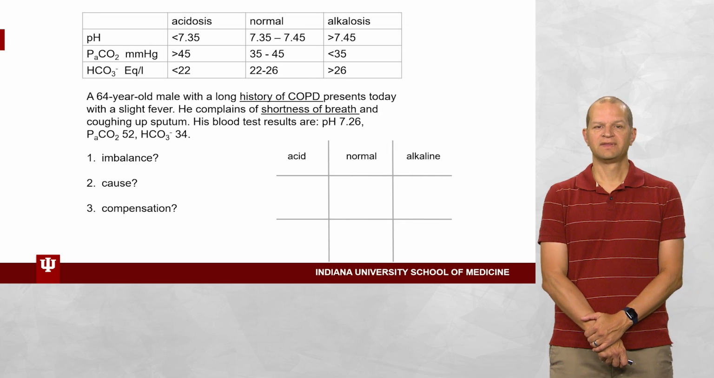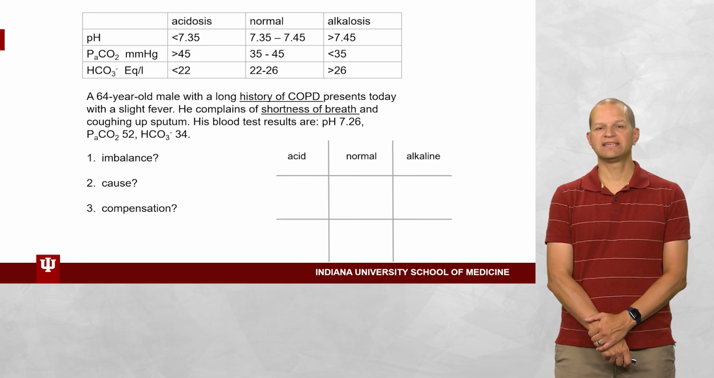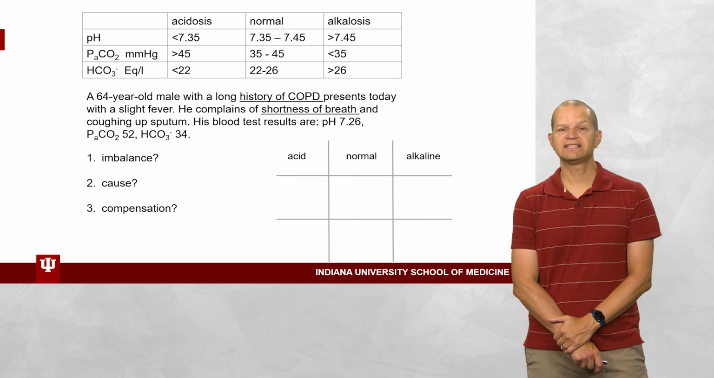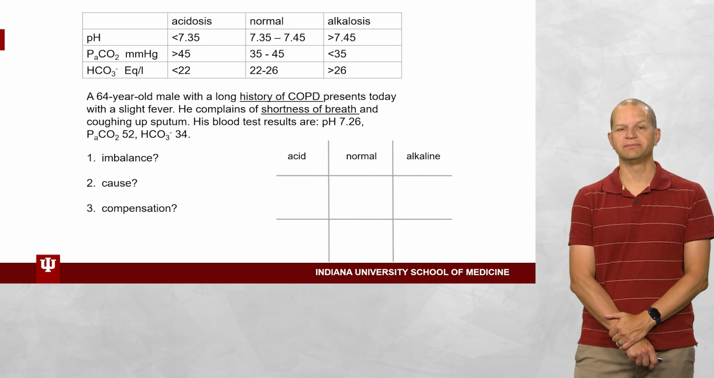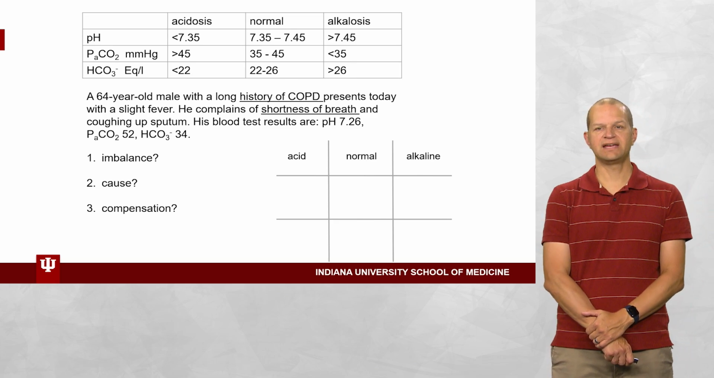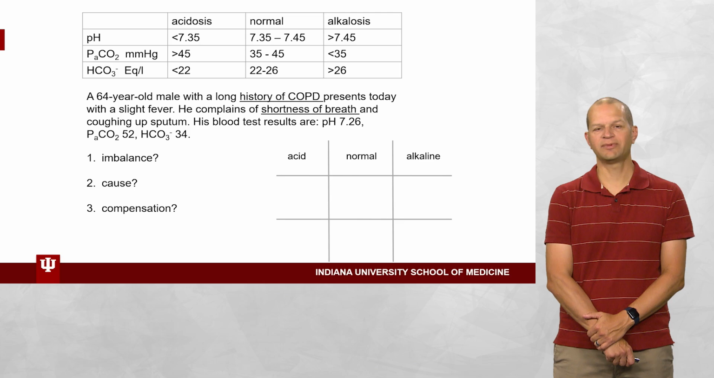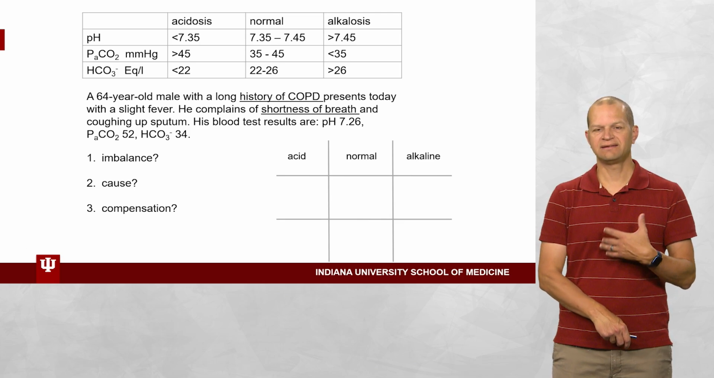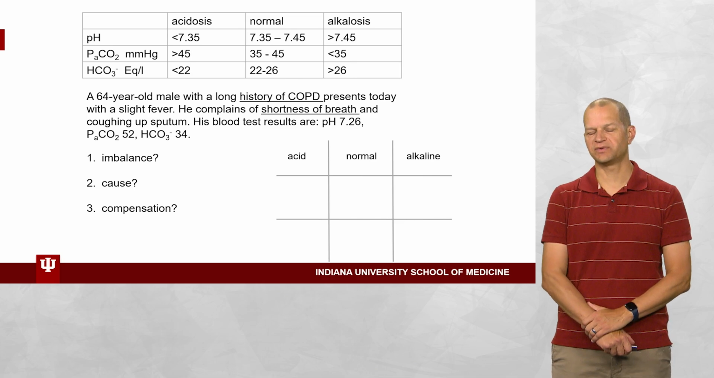Let's do another one. A 64-year-old male with a long history of COPD presents today with a slight fever. He complains of shortness of breath and coughing up sputum. His blood test results are a pH of 7.26, carbon dioxide of 52, and a bicarb of 34. Again, take a minute, see if you can diagnose what this person has.